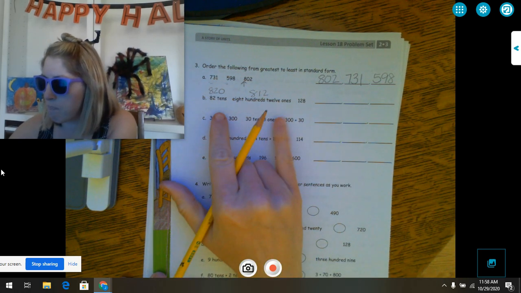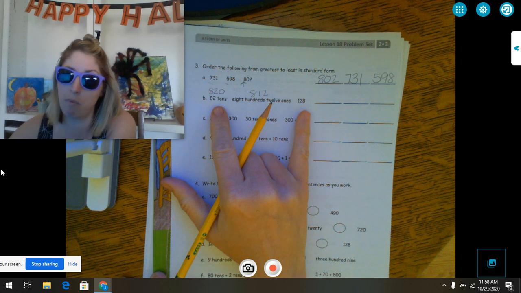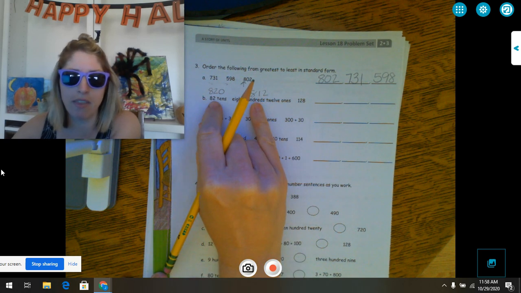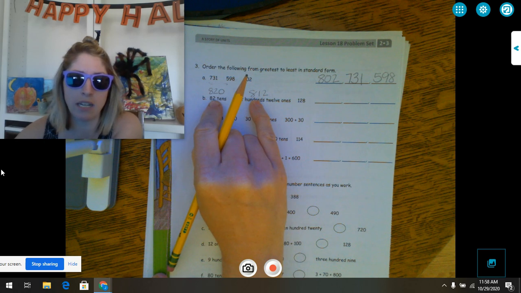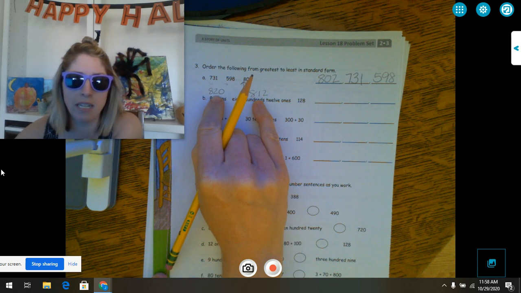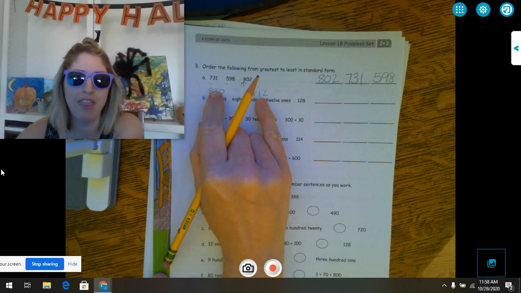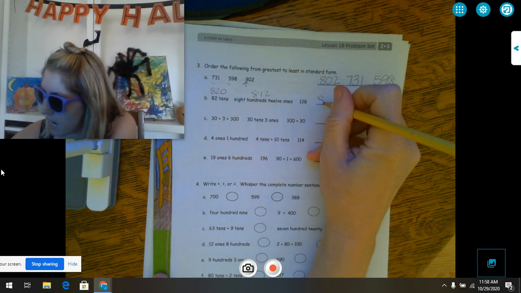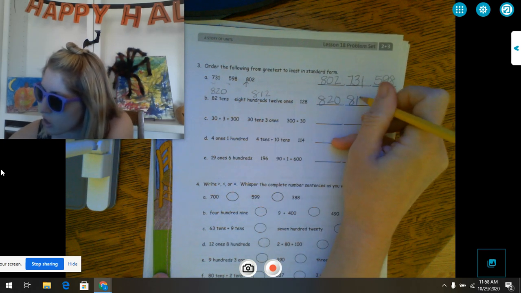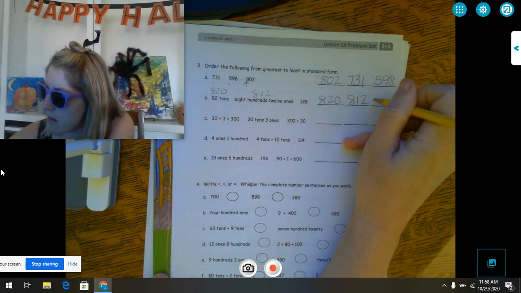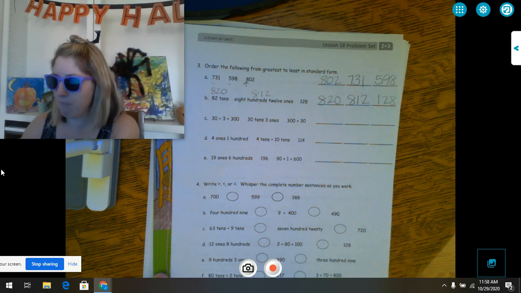Which of these looks like the biggest number? Definitely not the one with the 1 in the hundreds place. We have these two with an 8 in the hundreds place. So we got to look next door at the tens. We have a 2 in the tens place and a 1 in the tens place. Which one is bigger? The 2 in the tens place. So 820. Next is our other one that's 800, 812. And last we have 128.